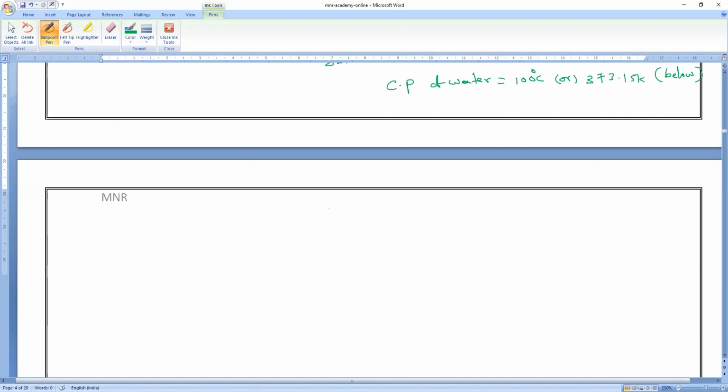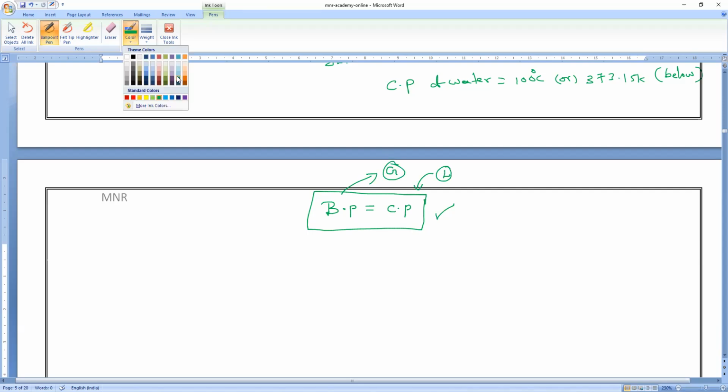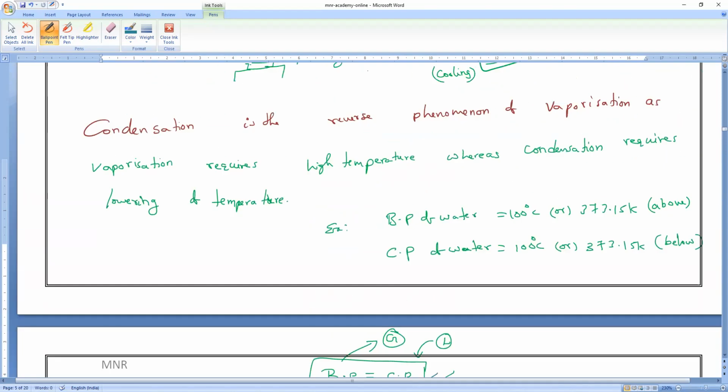So that is why we can say for every substance, boiling point is equal to condensation point. Whatever the boiling point, the same is the condensation point. At a temperature more than that, it will convert into gaseous state. Less than that, it will convert into liquid state. Clear? Any doubt? So for any substance, the boiling point is equal to the condensation point. Okay, guys? Any doubt? Ask me. Understood?